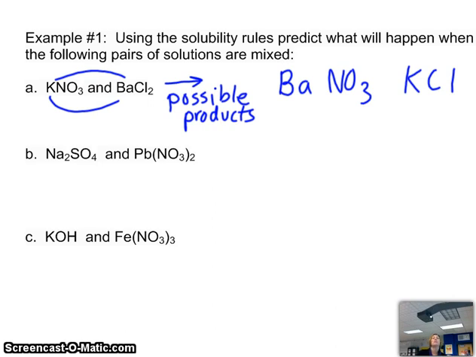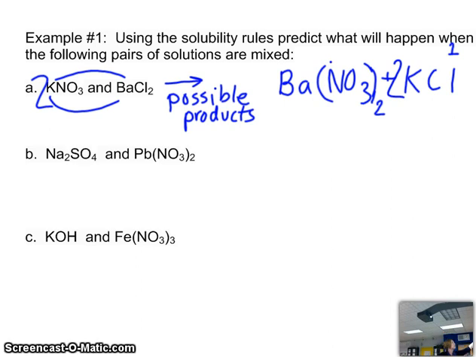Then all compounds have to be neutral, so we have to take a look at their charges. Barium is +2, nitrate is -1. Those do not equal 0, so you crisscross. K is +1, Cl is -1. Those do equal 0, so you're all set. So those are our possible product formulas, and then we'll just go ahead and balance the equation. There's 2 Cl's, so we need 2 Cl's, and then we need a 2 here, right? So now we're balanced.